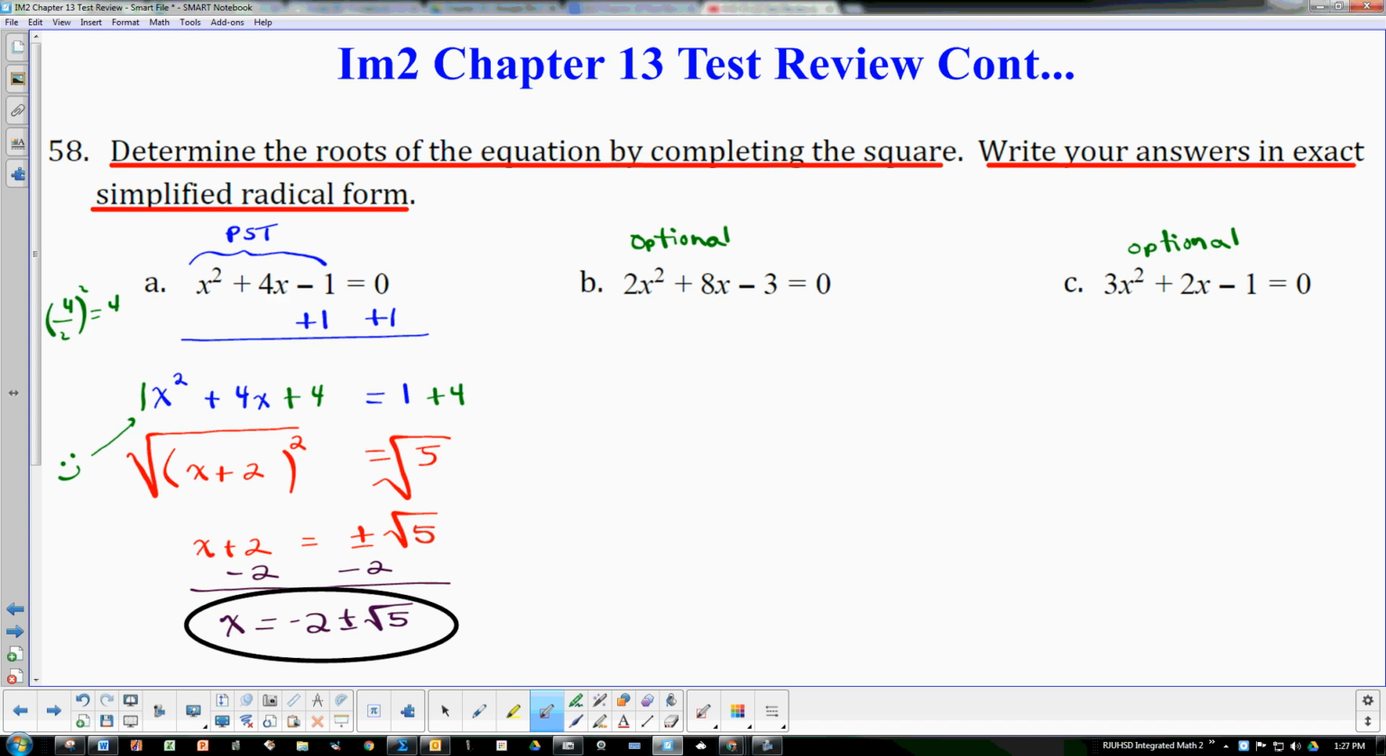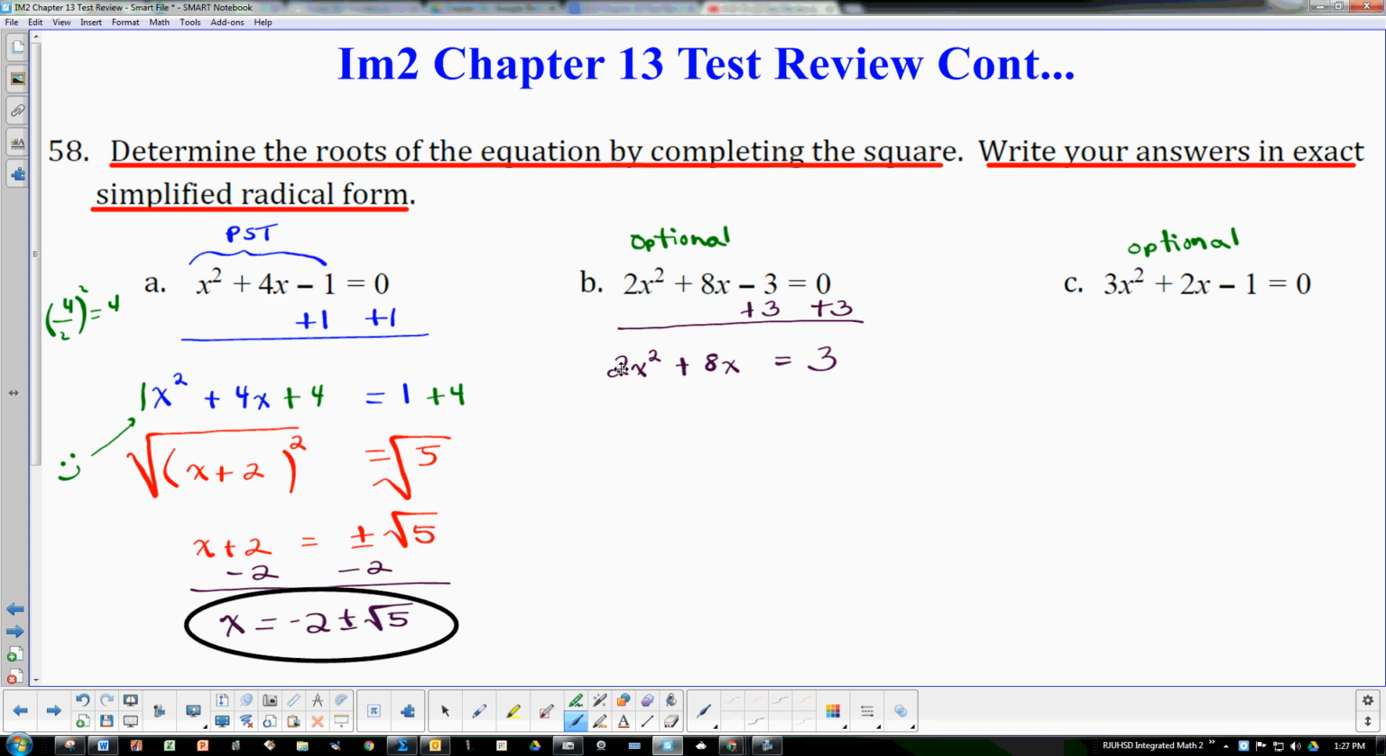Let's move on to part B. Very, very similar here, but you'll notice we've got to move this -3. It's not a perfect square, so let's move it out. We're going to try to make this a perfect square trinomial. So we're going to move that. Let's add 3. Add 3. I now have 2x squared plus 8x, and then this is going to be equal to 3.